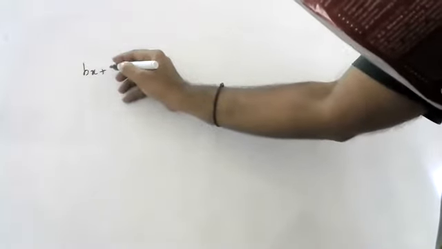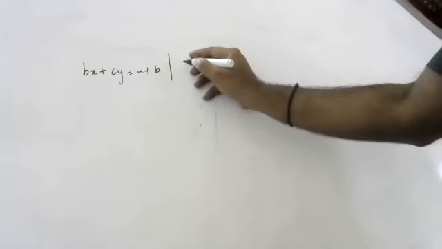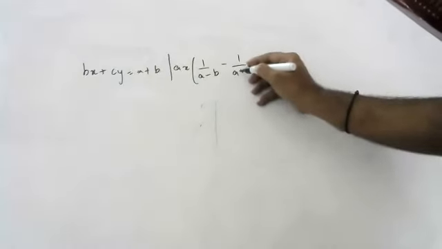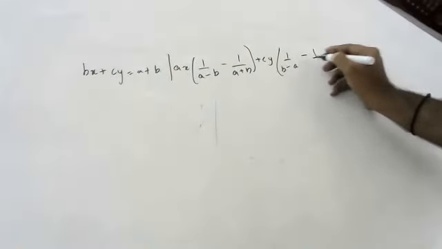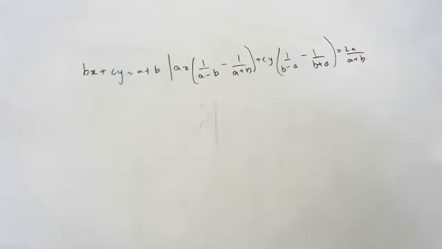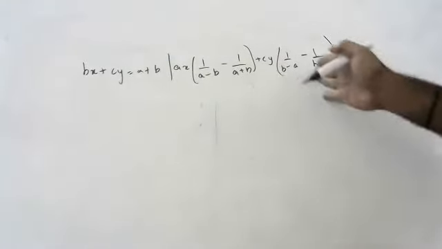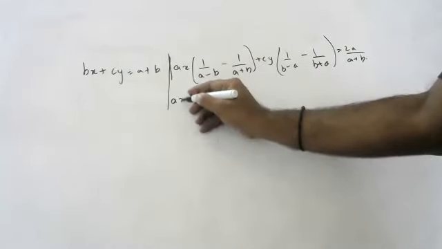bx plus cy is equal to a plus b. This is very easy. No need to solve. The other equation is ax into 1 by (a minus b) minus 1 by (a plus b), plus cy into 1 by (b minus a) minus 1 by (b plus a), is equal to 2a by (a plus b). This is very easy. No, wrong. You should not. This is simply you should solve. No x, no y here. That is a different sum. So here, children, I am solving this slowly.